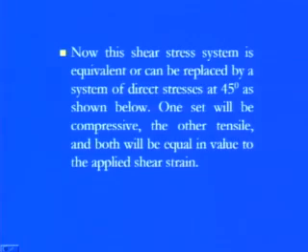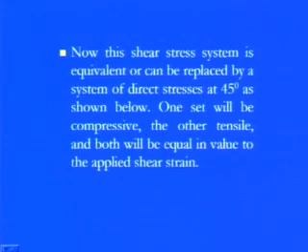Now this shear stress system is equivalent to, or can be replaced by, a system of direct stress at 45 degrees, because at 45 degrees we have similar results. If we apply the direct stress at 45 degrees, we have similar planes showing similar nature. So instead of analyzing by shear stresses, we can also put the direct stress at 45 degrees and get the same result. One set will be compressive and the other tensile, because one end is going to compress and one end is going to extend. If you see the previous figure, one is going towards the compressive side and one is extending from A to C.